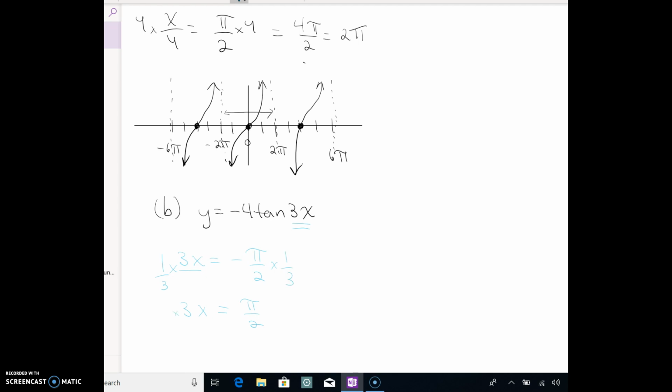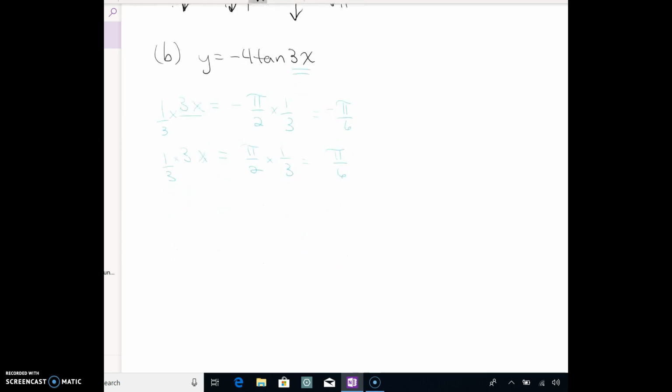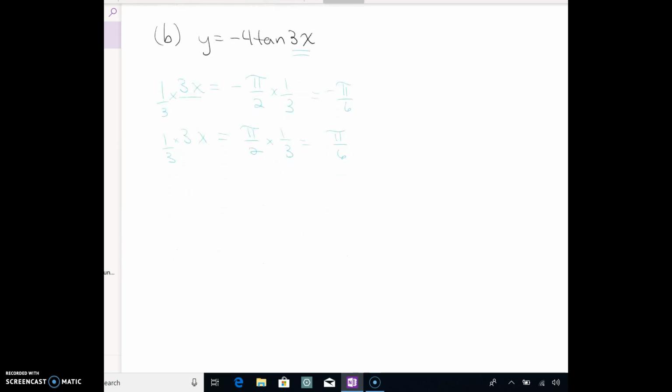So let's multiply this by 1/3 as well to clear out that 3 that's stuck to the x. And so what this tells us is negative pi over 6 and positive pi over 6, that I have two asymptotes. I have my vertical asymptote at negative pi over 6, and I have a vertical asymptote at positive pi over 6. So this will give us the information to get started with this function.